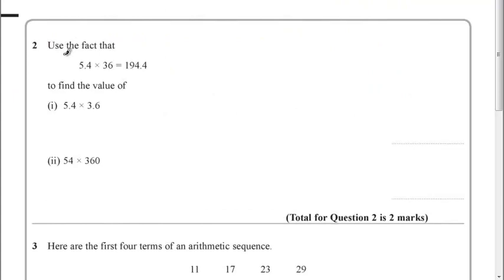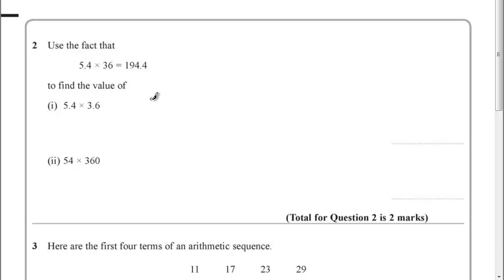So we've got question 2 now. Use the fact that 5.4 times 36 equals 194.4. And we're going to use it to find the value of 5.4 times 3.6. Well, the only difference between 3.6 and 36 is a multiplier of 10. So because that reduces, that's 1/10 of that, this is going to reduce by 10.